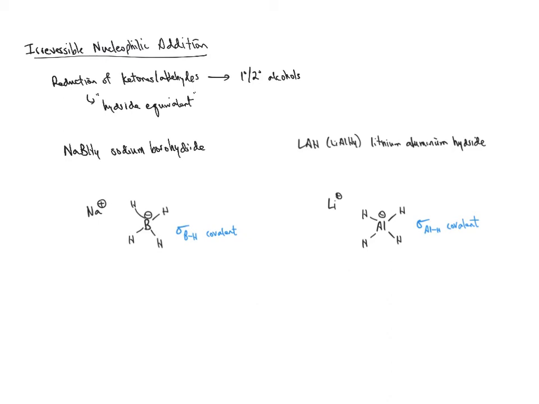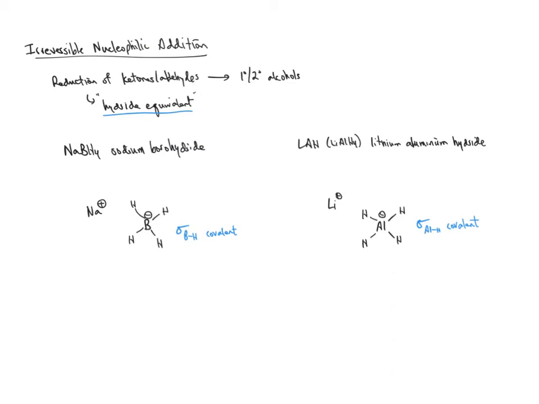Right, so we have sigma boron-hydrogen and sigma aluminum-hydrogen bonds that are highly covalent and react by donating that hydrogen atom as the hydride equivalent, as that source of H minus. Right? So these react as nucleophiles and deliver the hydride to the ketone or aldehyde according to that mechanism that we had above, generating that tetrahedral intermediate. So let's draw these mechanisms and see how these bonds are forming. The discussion of the differences between sodium borohydride and lithium aluminum hydride.